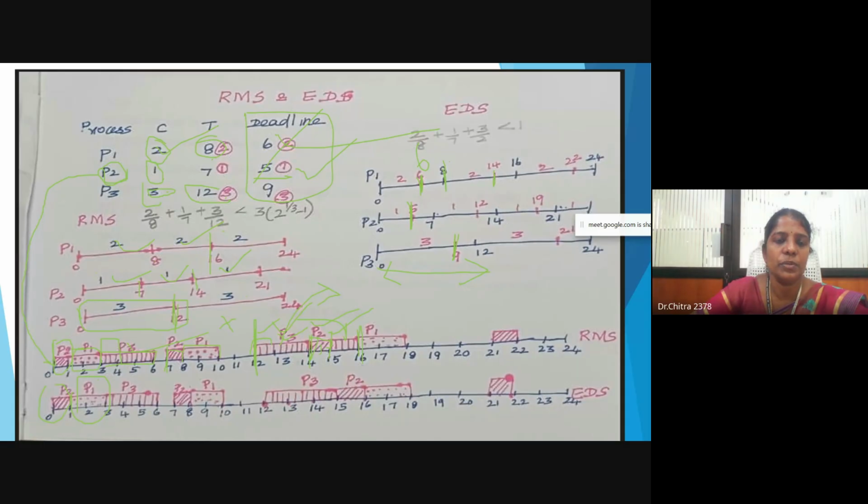The third priority is P3. P3 requires 3 clock cycles. And this is non-preemptive scheduling. That means we check two things: P3 is completed before the 9th clock cycle or not. Yes, P3 is completed before the 9th clock cycle.